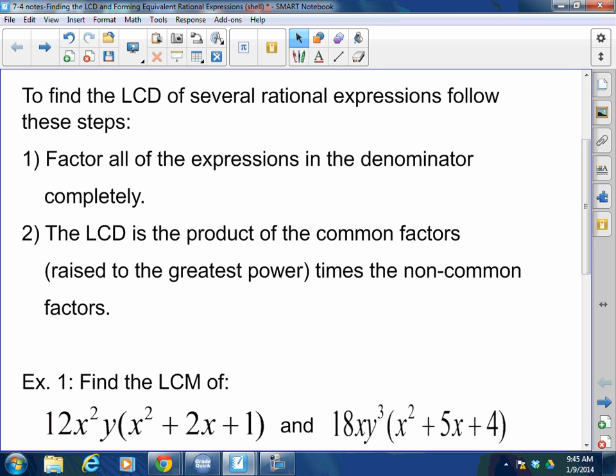Number 2, the LCD, please pay attention, is the product of common factors raised to the greatest power times the non-common factors. I promise you I will show you what that means in just a couple minutes. But go ahead and write this down. The LCD is the product, that's multiplication, of common factors raised to the greatest power times the non-common factors.